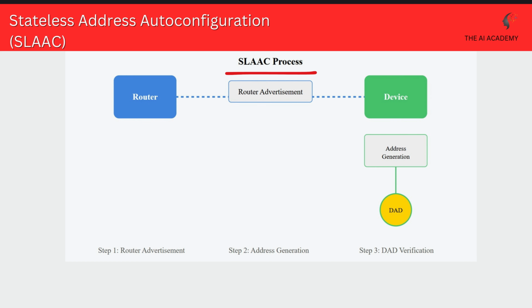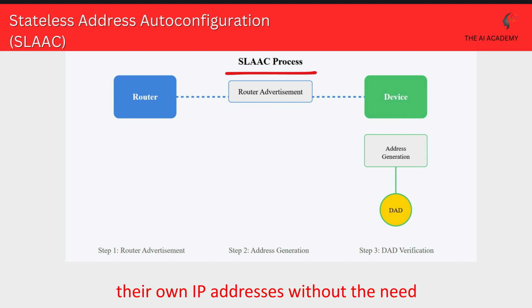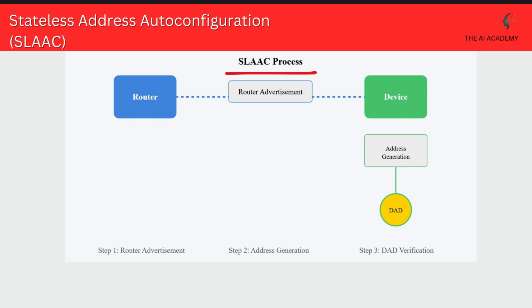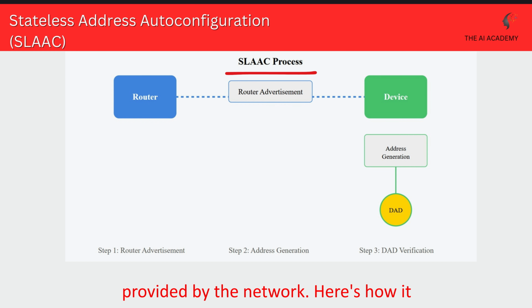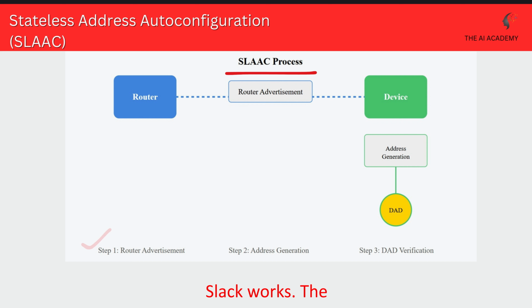What is SLAAC? SLAAC allows devices to configure their own IP addresses without the need for a central server like DHCP. It's like devices saying, "I've got this covered," and figuring out their own unique addresses based on information provided by the network. Here's how it works. Let's understand how SLAAC works.